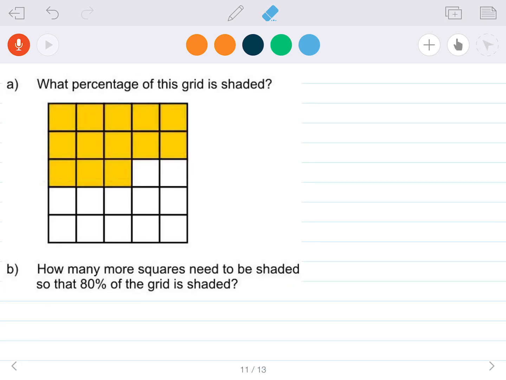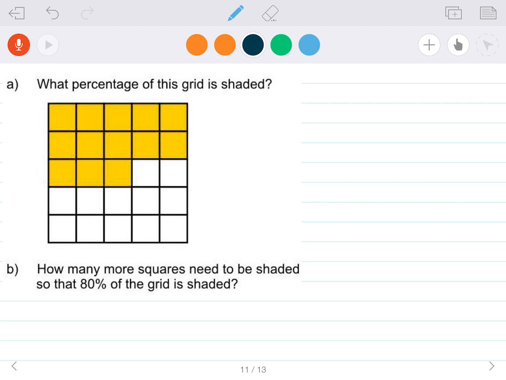Okay, so let's take a look at this one. We want to see, first of all, what percentage of this grid is shaded. And the second question is, how many more squares need to be shaded so that 80% of the grid is shaded? So what I encourage you to do is pause the video and try this one out on your own. All right, so let's go through it.